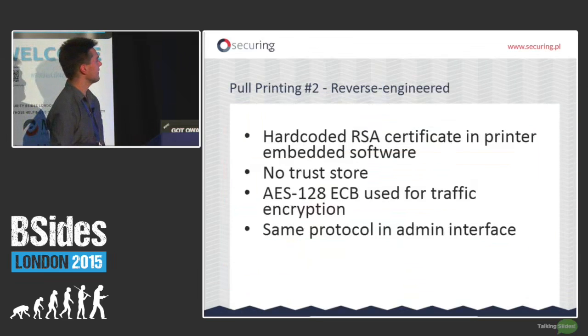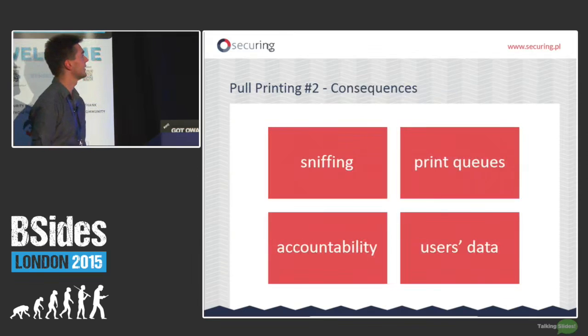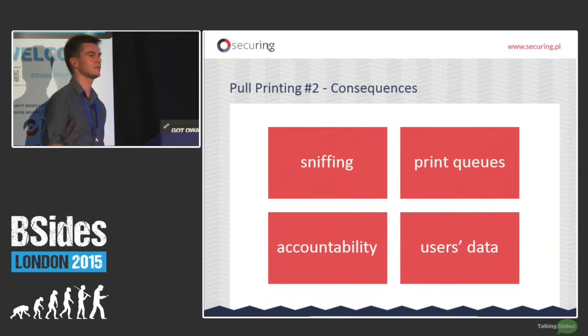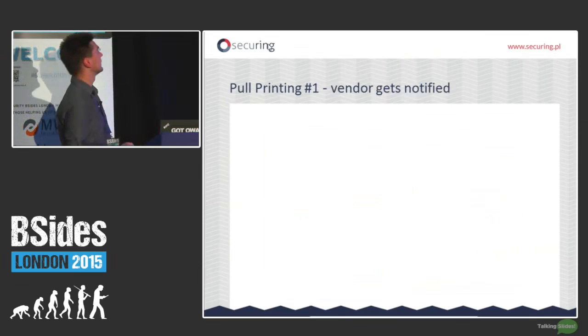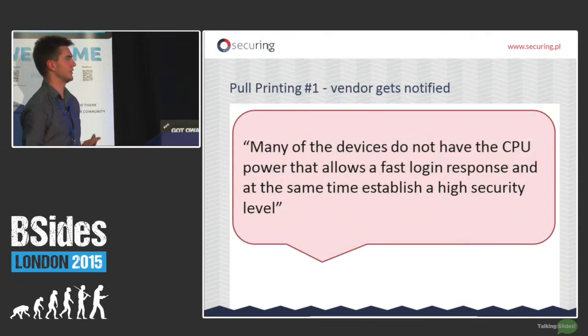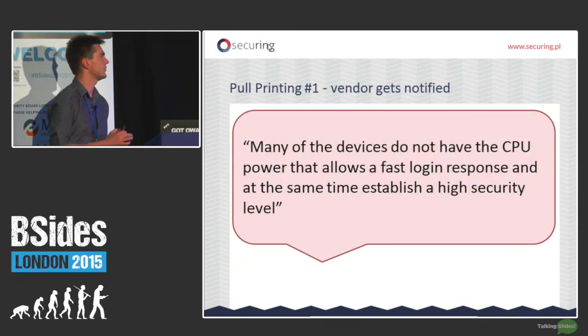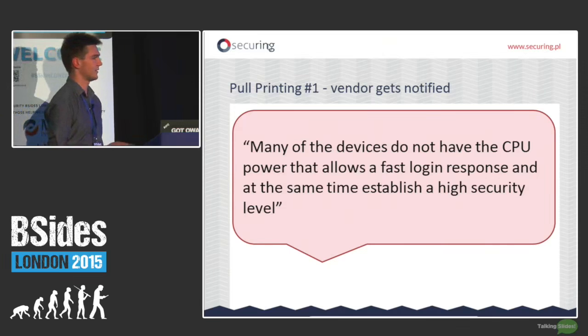We found the same protocol in the admin interface, so we could also do the man-in-the-middle attack against the administrator of this device. Of course, the consequences of this attack are pretty much the same. All of the key risks for a pull printing solution were broken. We could actually do all of the attacks. Okay, how much time do I have? So we tried to notify this vendor, and he responded that, sorry, many of the devices do not have the CPU power, and they like features, small latency and speed more than security. Does it happen to you?